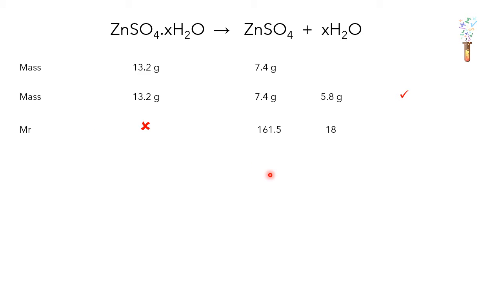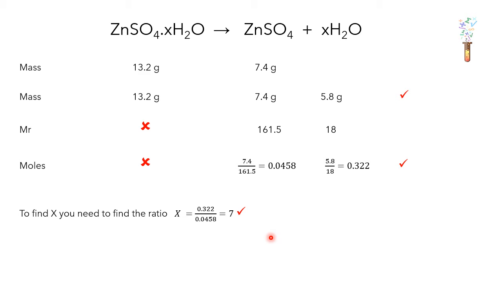Calculate the moles by doing mass over MR. Okay, so we get the moles, 0.0458 and 0.322. Try not to over-round at this stage, try to keep 3 significant figures or more. What we want to do now is work out how many times bigger the moles of water are than the moles of zinc sulfate, and that will give us the value of X. So we're just simply going to take 0.322 and divide it by 0.0458, and that gives us 7 waters of crystallization. This we will round to the nearest whole number because it's a number of waters of crystallization.